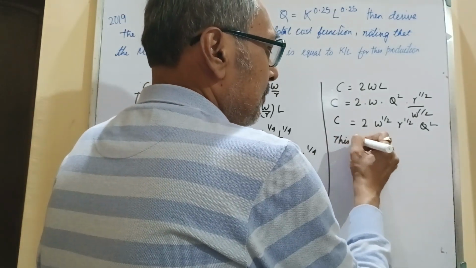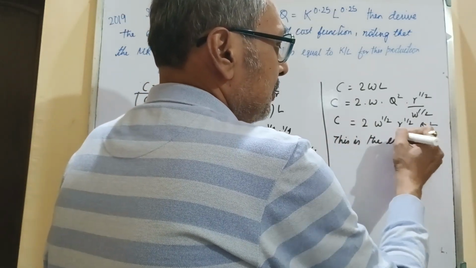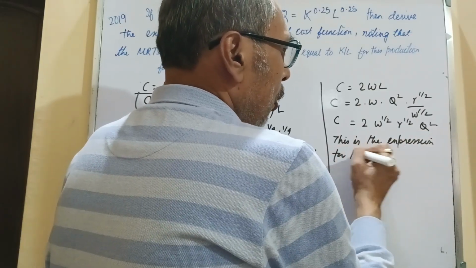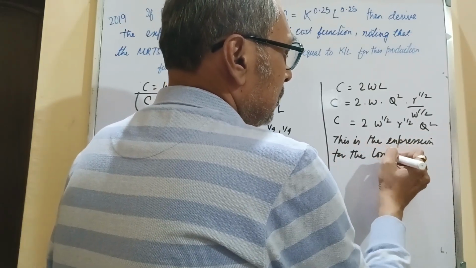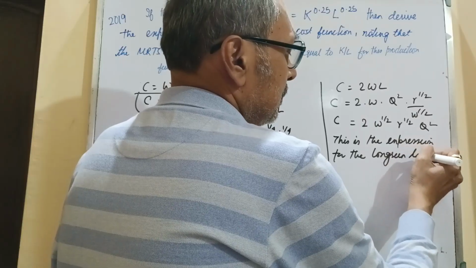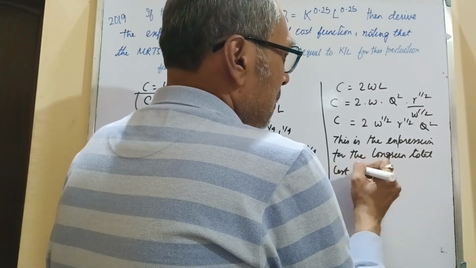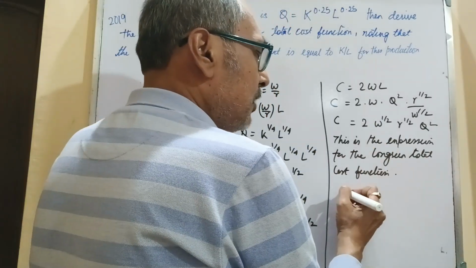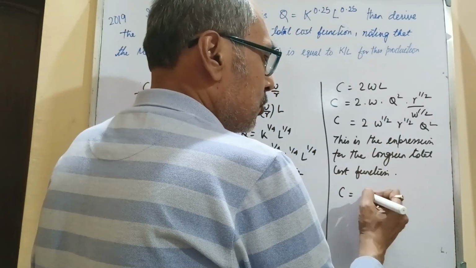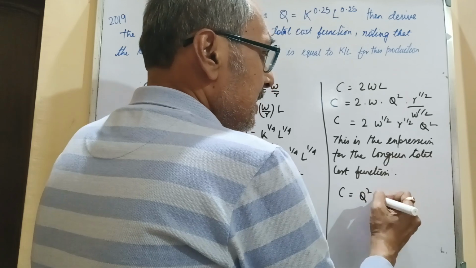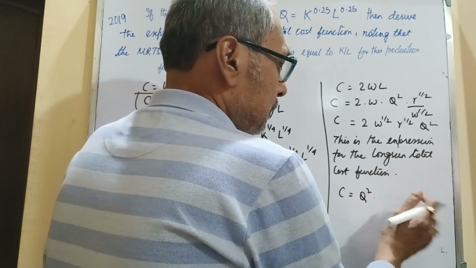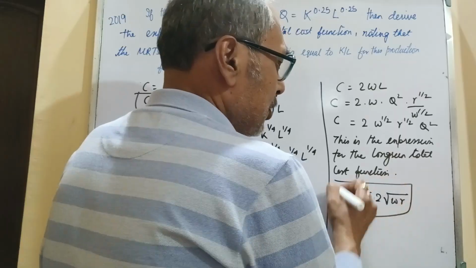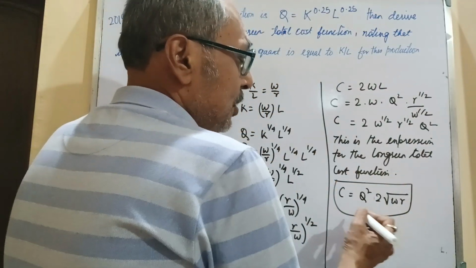This is the expression for the long run total cost function. What is the expression for the long run total cost function? C equals Q squared times 2 under root WR. This is the equation. This is the final answer.